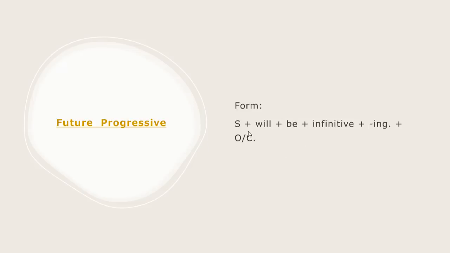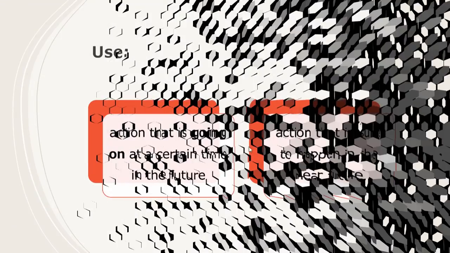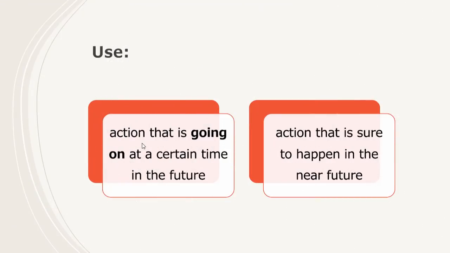Okay, the form is subject will. This is the future, and then this is the progressive, infinitive plus ing. But we have to link with be here, plus object or complement. So subject shall/will plus be plus infinitive plus ing plus object or complement. Right? Here you go. When to use: an action that is going on at a certain time in the future. Okay, a certain time in the future, and an action that is sure to happen in the near future.